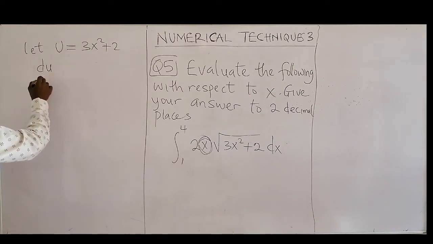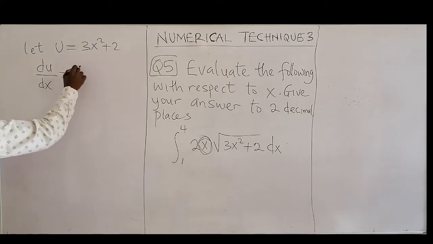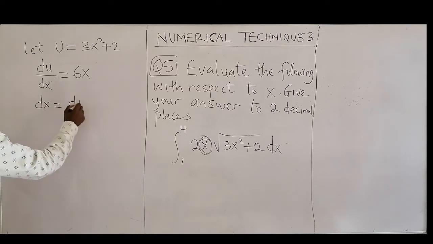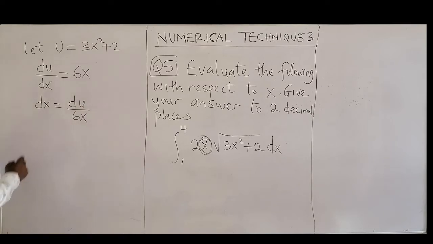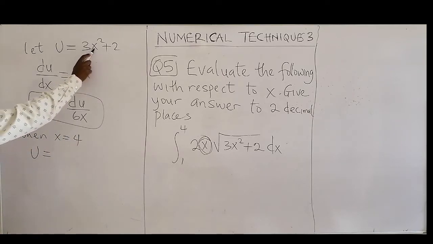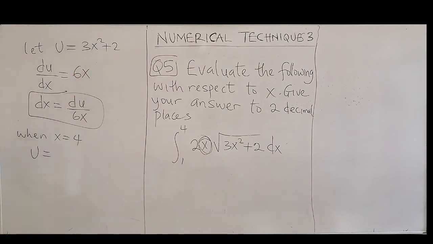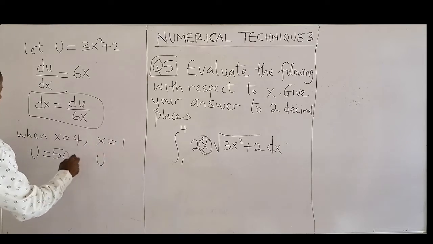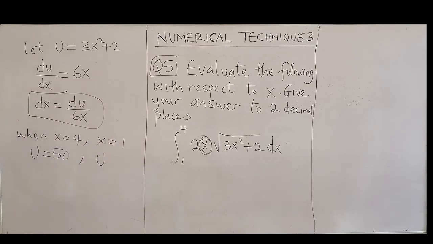The du over dx will be equal to what? 6x. Okay, can we make dx the subject? Yes, dx will be equal to du over 6x. Okay, that's what we have now. When x is 4, u will be what? u will be equal to 4 squared times 3 plus 2. That's 50. When x is 1, u will be 5. So we have completely changed the variable.